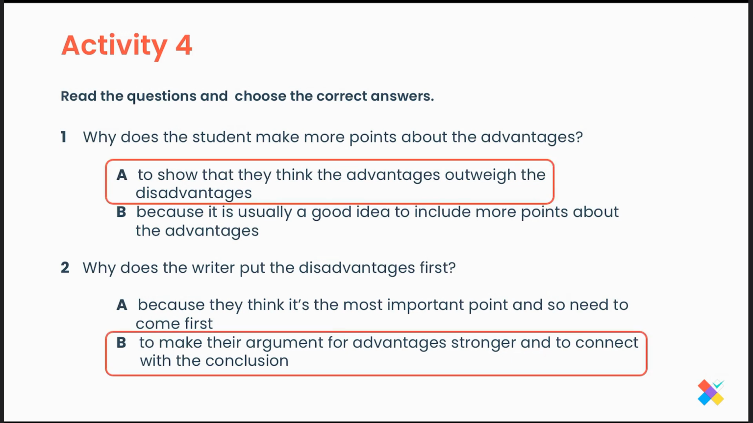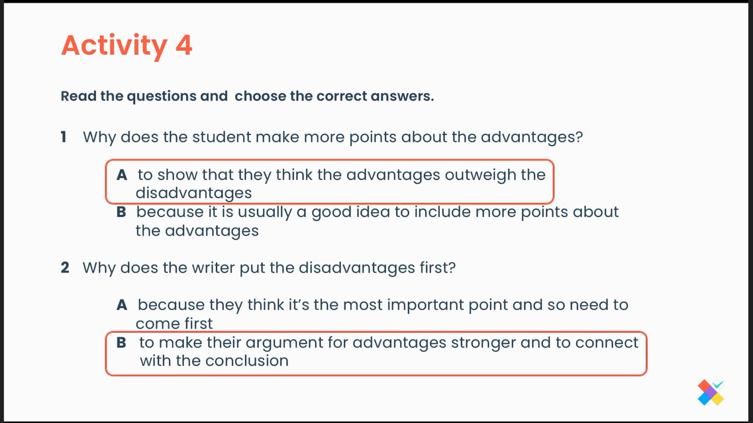Okay, and here are the answers. To show that they think the advantages outweigh, of course, as I told you, you have to decide which option weighs more. And again, to make their argument for advantages stronger and to connect with the conclusion. Remember, in the conclusion, you restate your opinion. Basically, what you have said in the introduction, but you rephrase it. This is why the writer puts the disadvantages first.